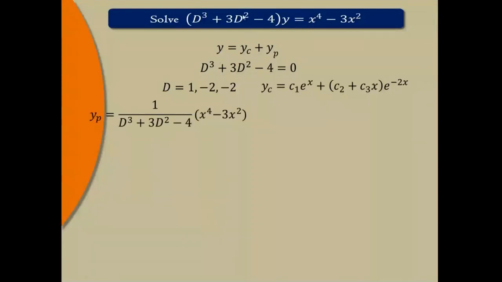yp will be 1 upon all this term, applied on x raised to 4 minus 3x square. Now you can see that on this side we are having power of x. And for power of x, we try to write this denominator term in the form 1 plus terms in d or 1 minus terms in d. So try to get 1 somewhere here.